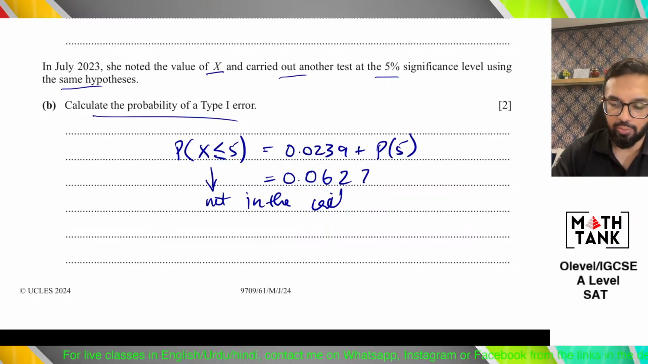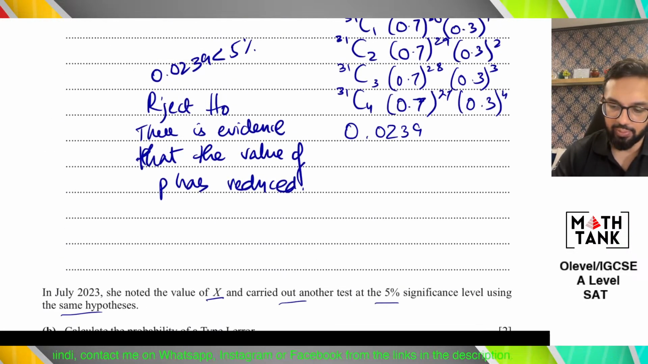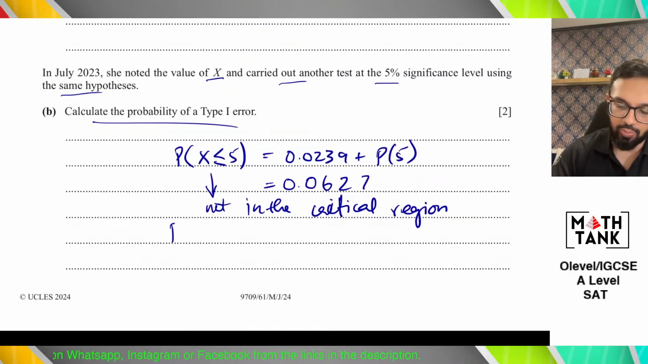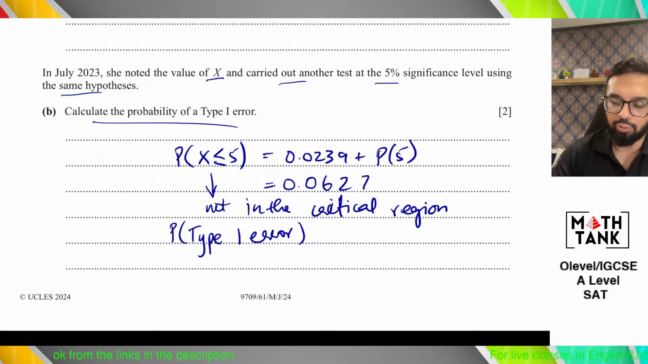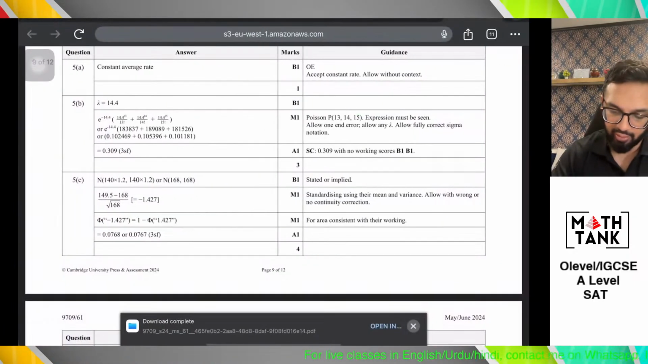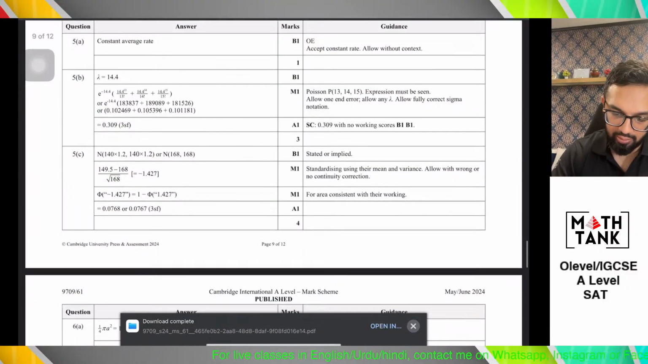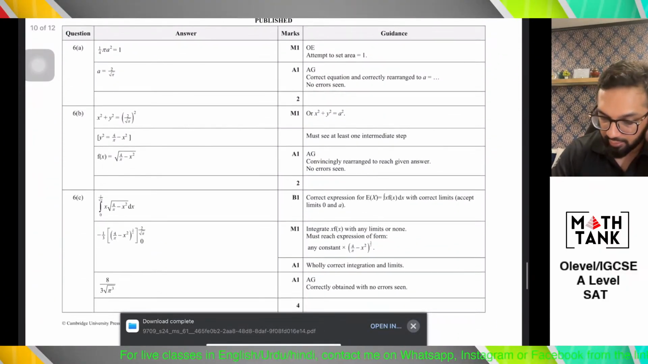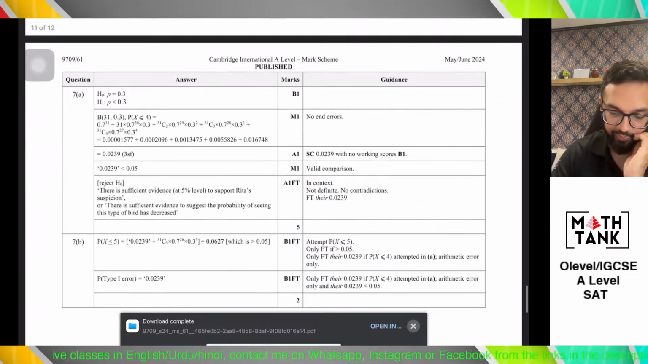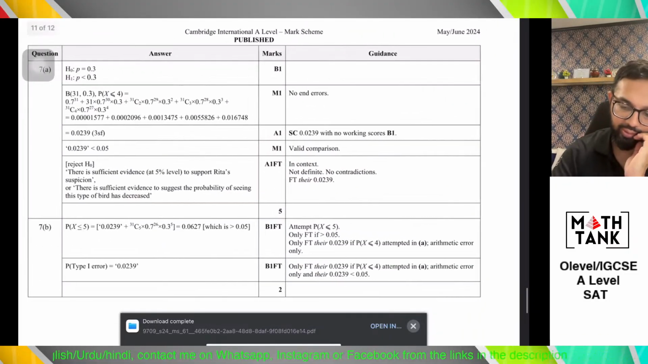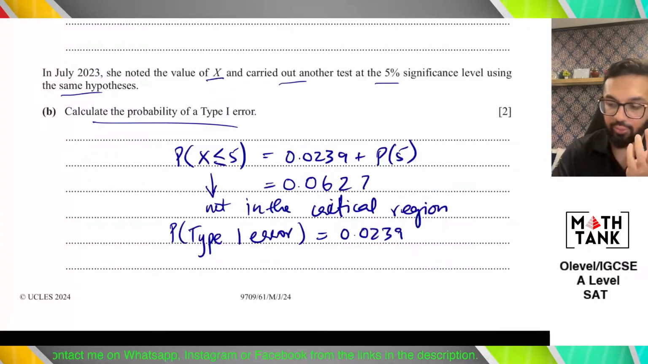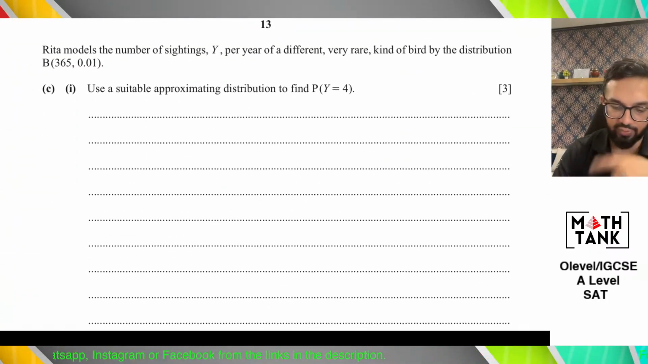The critical region was up to less than or equal to 4. So the probability of type 1 error is the same as what we found earlier, the probability of the critical region, which is 0.0239. I'm lagging behind on the numbers, yeah. 0.0239. So I had to check, there was one mark for the method and then for the answer.